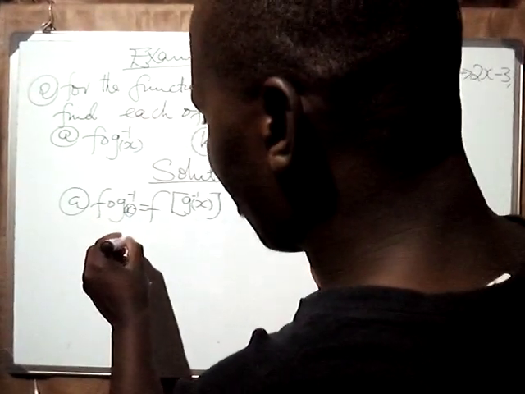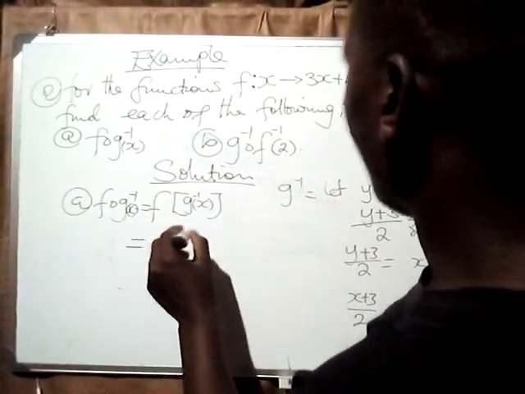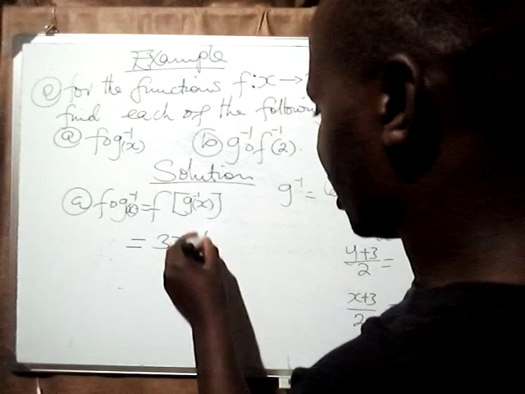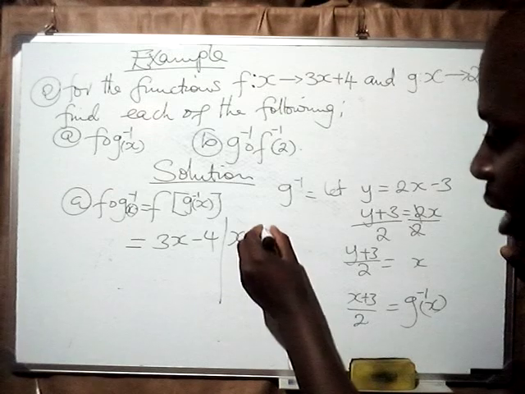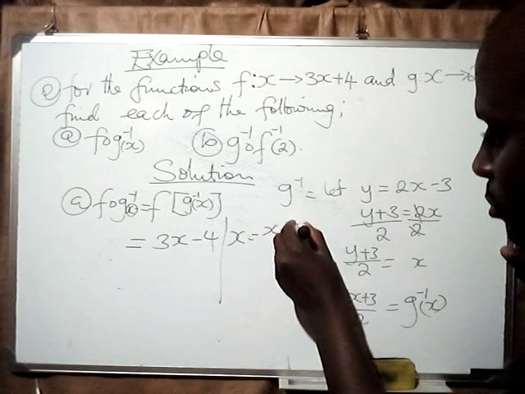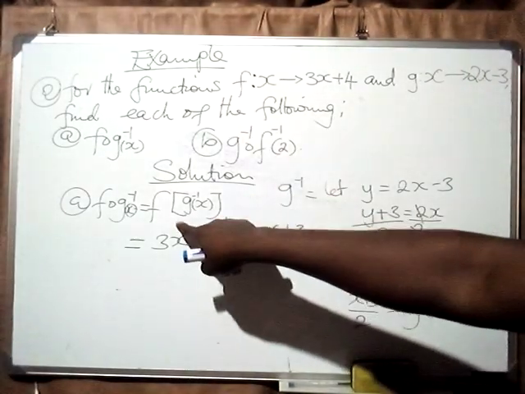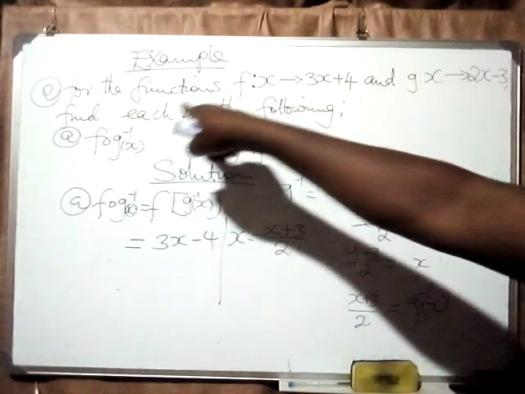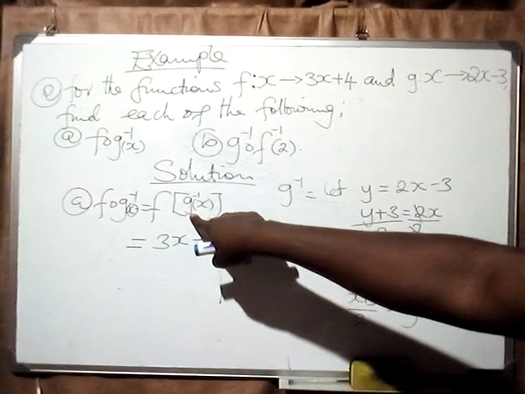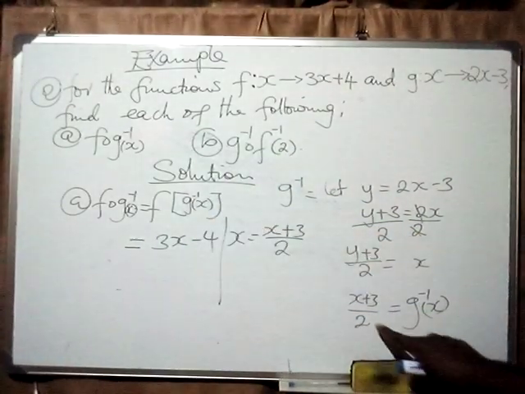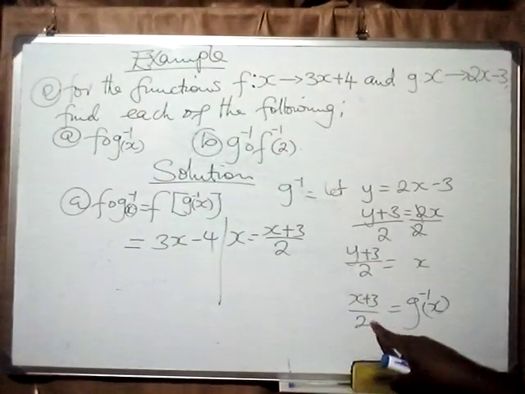So now our next step will be, what is the function of f? f of x is 3x minus 4. But where there is x, we are going to replace it with the inverse of g. I don't know if this one has been understood. We are replacing the value of x in the function of f with the inverse of g. Now, what is the inverse of g? The inverse of g is this. So where there's x there, I'm going to replace it with this.